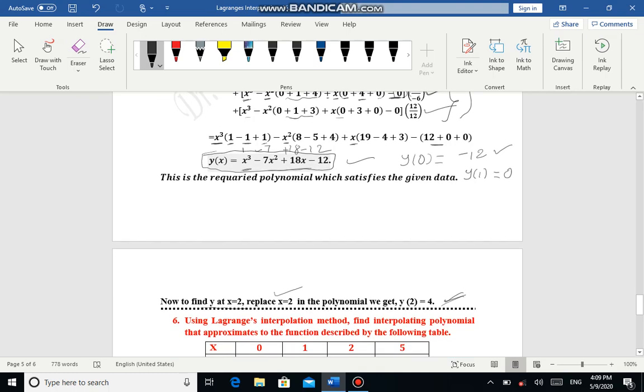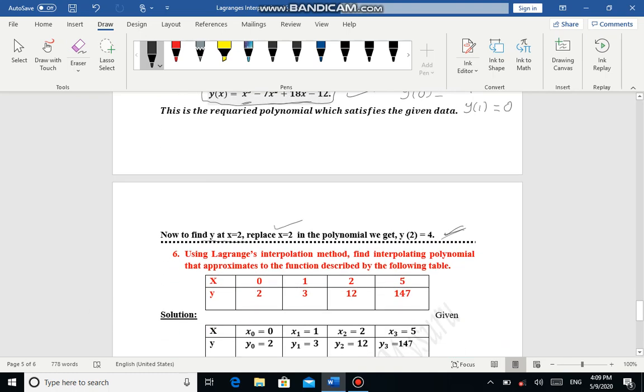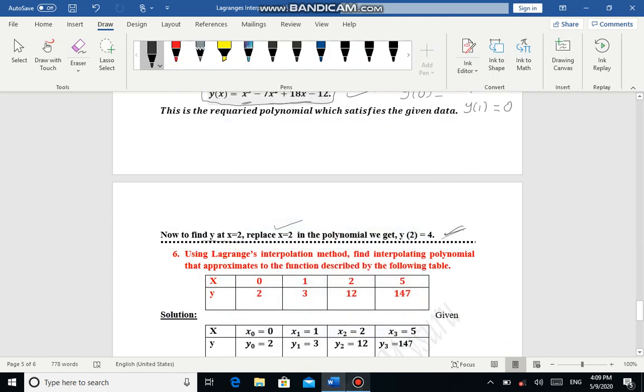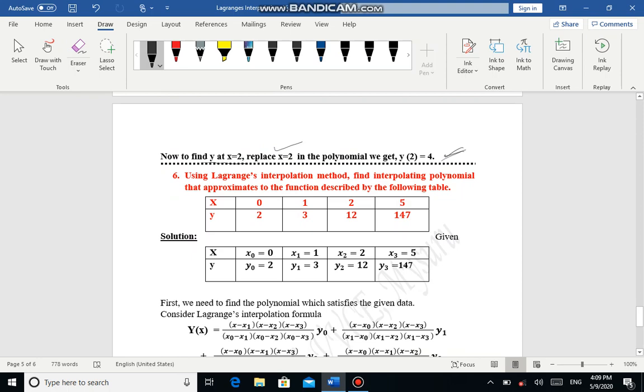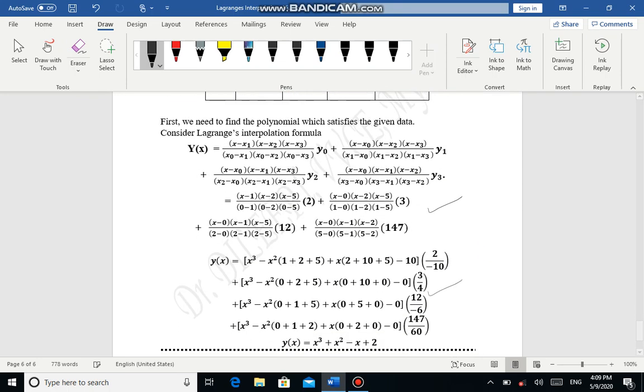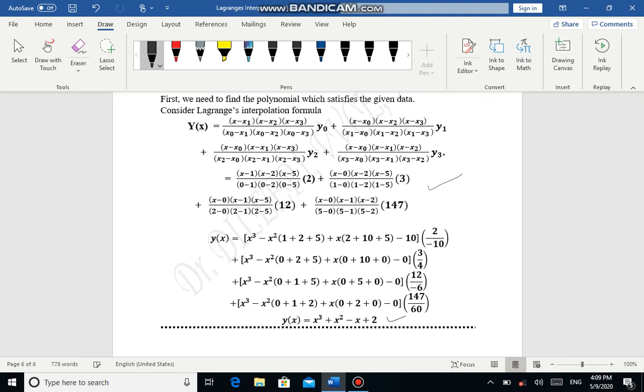I explained one more problem here. You can use the same technique, and this problem I explained completely here, the same procedure, and the answer is given. You can verify this, and you can use the same technique to solve this problem also. This is a very, very important problem. Sometimes they may ask to find the interpolating polynomial. So then use this technique.